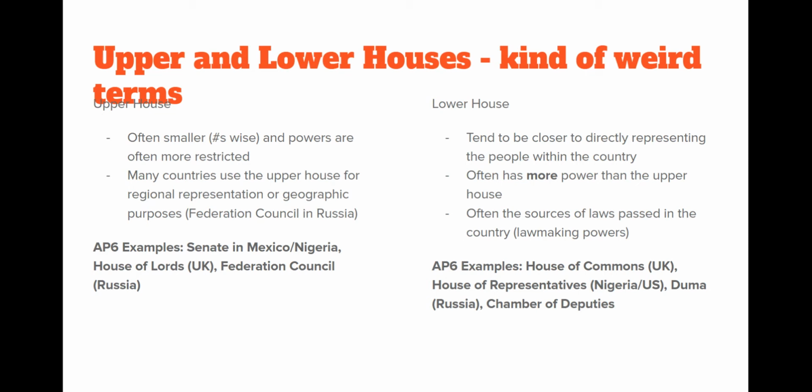But oftentimes the lower house will be the source of laws that are passed in the country, right? So the lower house is more likely to have lawmaking powers. So the U.S. is actually pretty weird in its structure in that the Senate and the House both have significant lawmaking powers, which can make it really hard to pass laws because they have to pass separately, both the House and the Senate, and then become reconciled between the two.